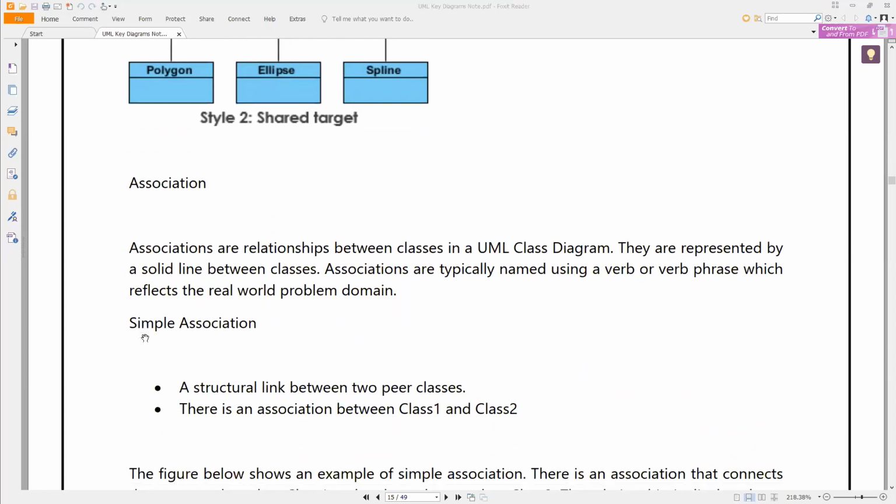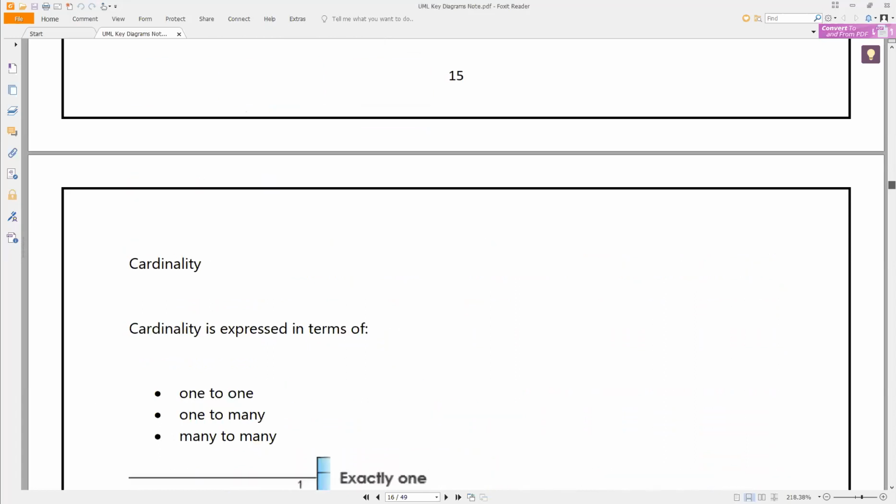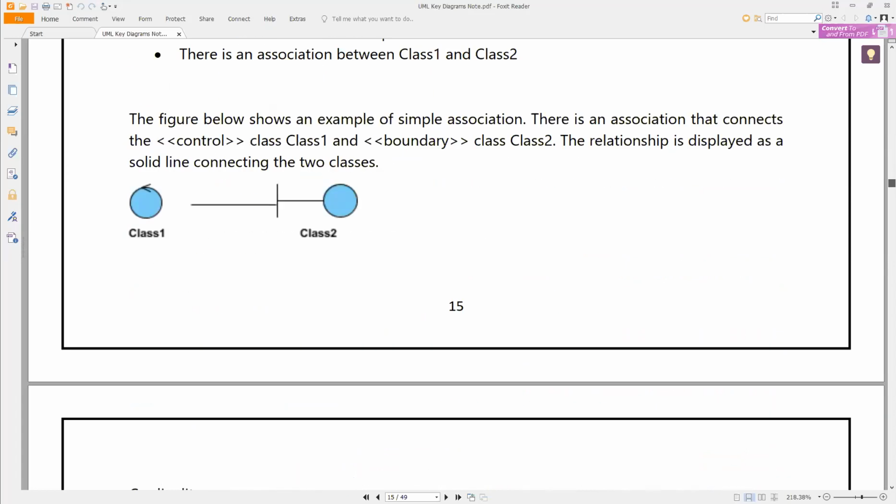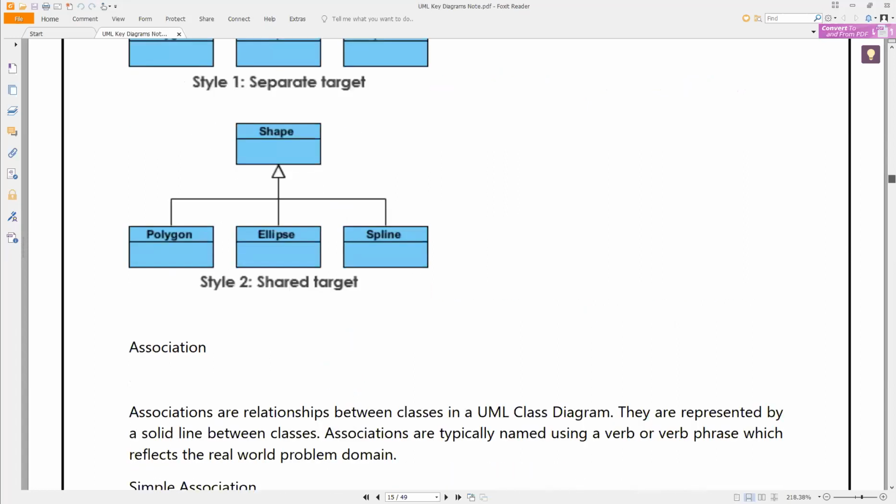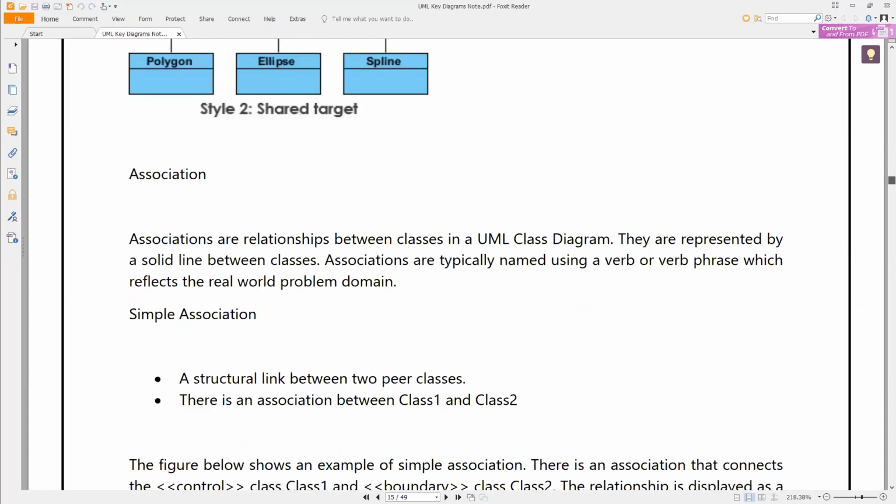Let me remove all this stuff so that you can see. All right. So association, as we said, is the simplest relationship between the classes. Just a simple solid line between the classes, and you give it a name based on a verb or verb phrase.